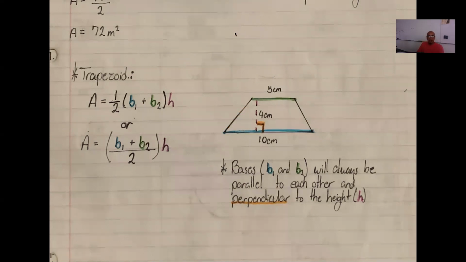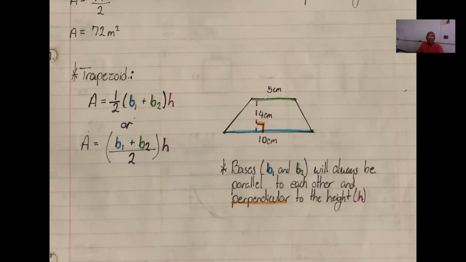And since we're talking about area, we are talking about the space inside the trapezoid. How many square units can fit inside the trapezoid? Whereas perimeter would be measuring the outside. That is not what we're doing today. Today we are trying to find the area of the trapezoid.